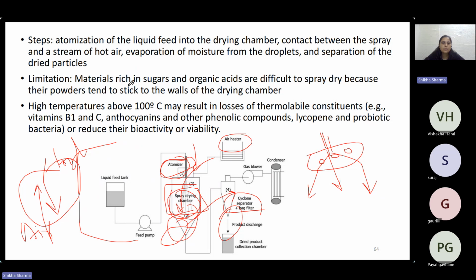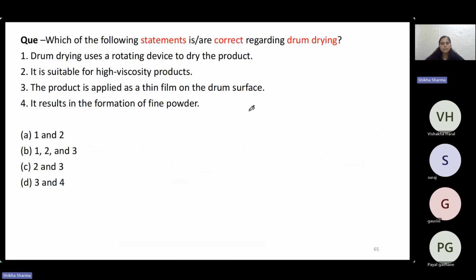So the limitation is that products which have high sugar and organic acids are difficult to dry because they'll go and stick to the walls of the spray dryer, and they'll make cakes and agglomerates. And the heating temperature is greater than 100 degrees, so there is loss of thermolabile compounds like vitamin B1, C, anthocyanins, or phenolic compounds like lycopene, or probiotic bacteria. So they will not be used for heat sensitive compounds.